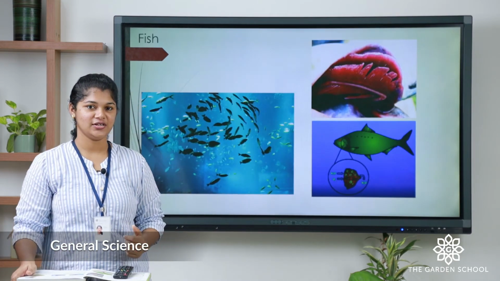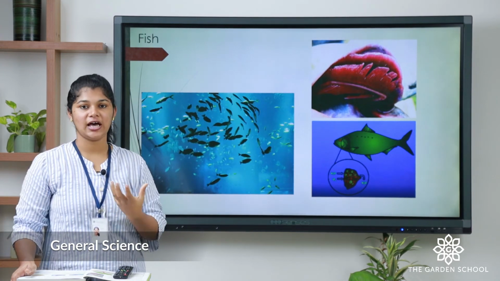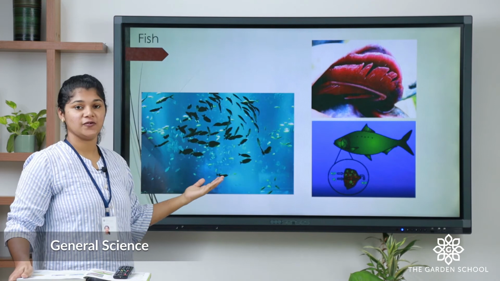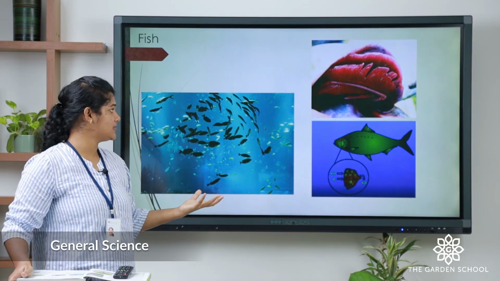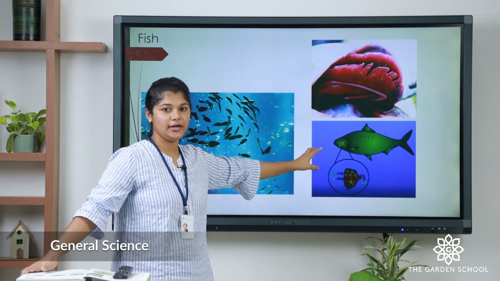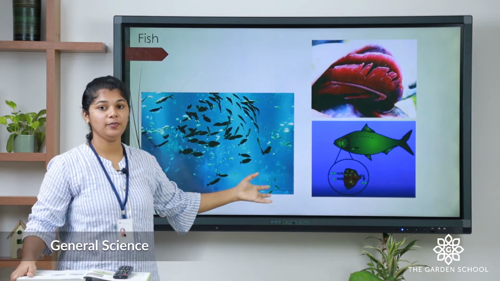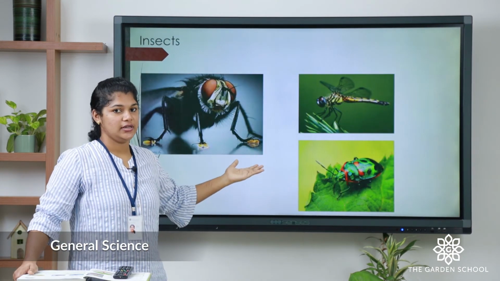Let's see about the fish. Other animals like the elephant and lion all have lungs. But the fish has a special organ called gills. You can see here, it is present in the head of the fish, and with the help of these gills, they are breathing.